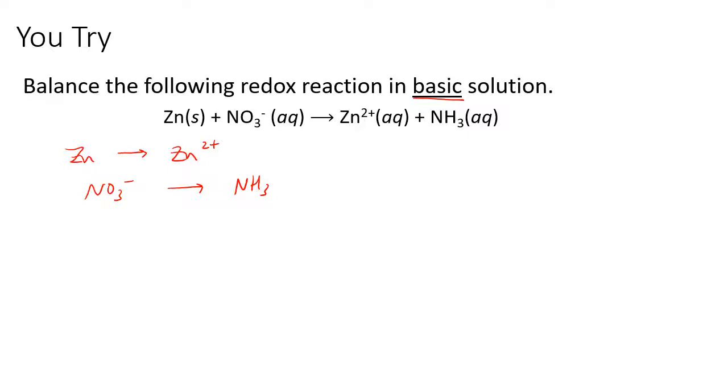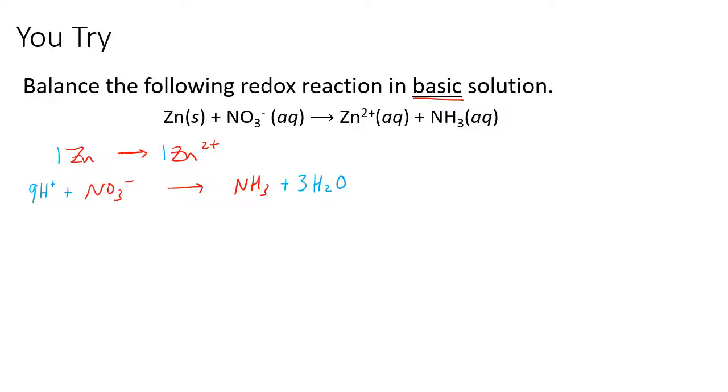Checking out our first half reaction, we have 1 zinc on the left, 1 zinc on the right. So everything's balanced by mass. Going to balance by mass on our second half reaction, we have 1 nitrogen on the left, 1 nitrogen on the right. We have 3 oxygens on the left and none on the right, so we're going to need to add 3 H2O. And now we have 3 times 2 are 6, plus 3 more. We have 9 hydrogens on the right, so we're going to need to add 9 H plus to the left-hand side. Now everything is balanced by mass.